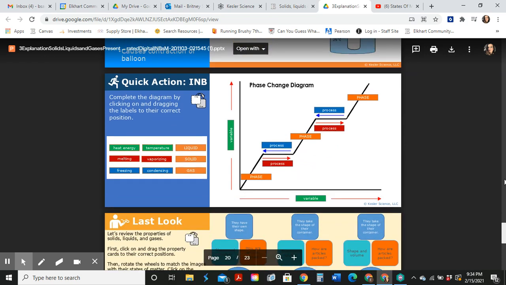By looking at your previous phase change diagram, I want you to determine the labels by dragging and clicking them to their correct position.